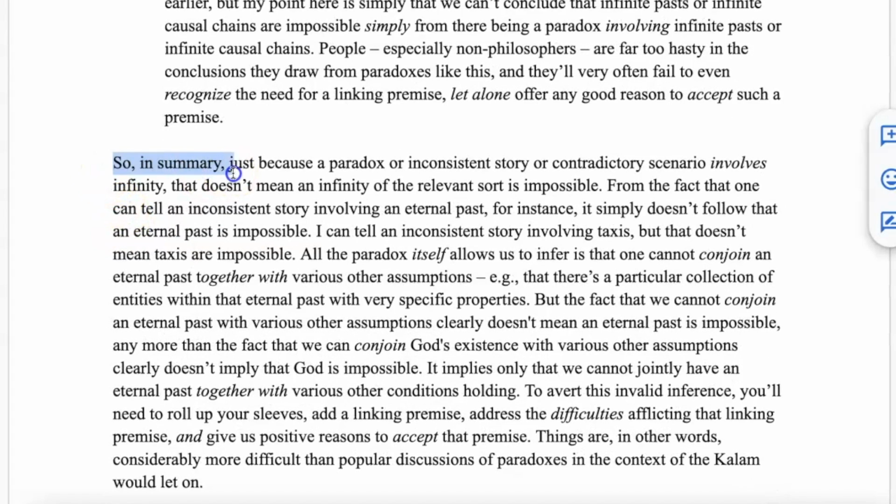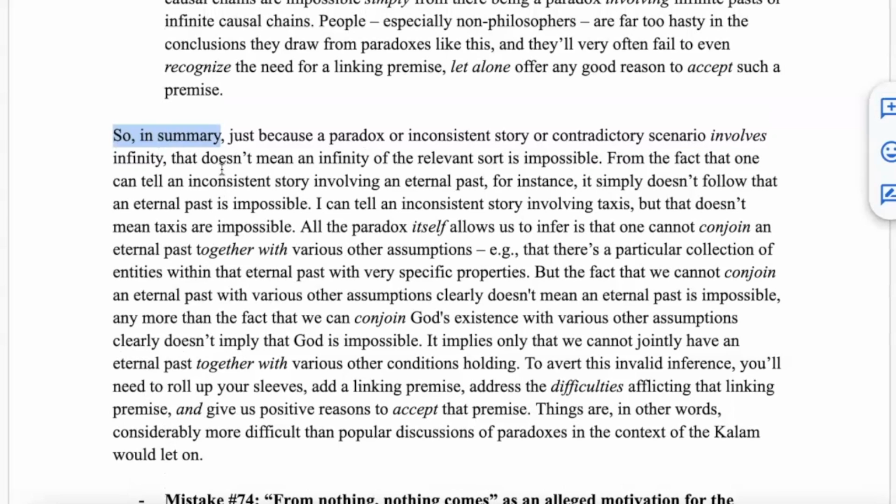So, in summary of this 73rd problem, just because a paradox or inconsistent story or contradictory scenario involves infinity, that doesn't mean an infinity of the relevant sort is impossible. From the fact that one can tell an inconsistent story involving an eternal past, for instance, it simply doesn't follow that an eternal past is impossible. I can tell an inconsistent story involving taxis, but that doesn't mean taxis are impossible.